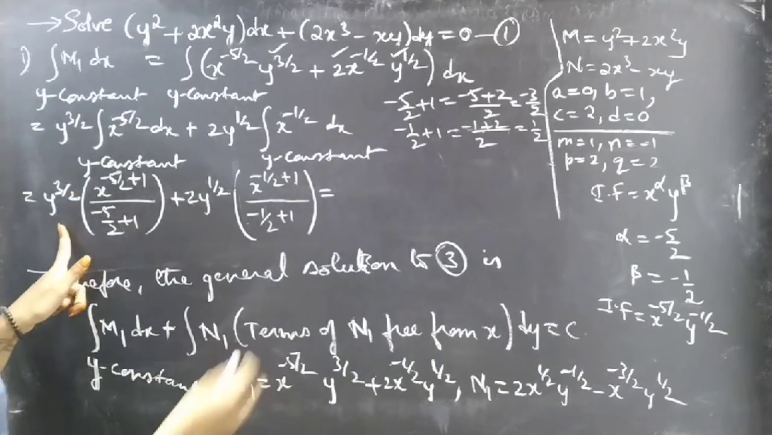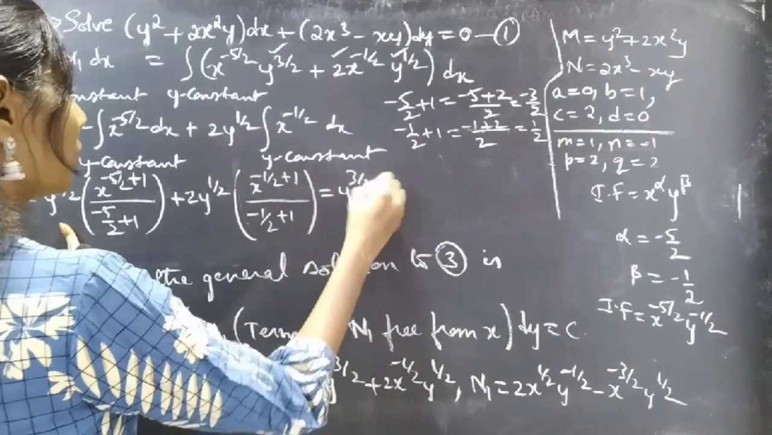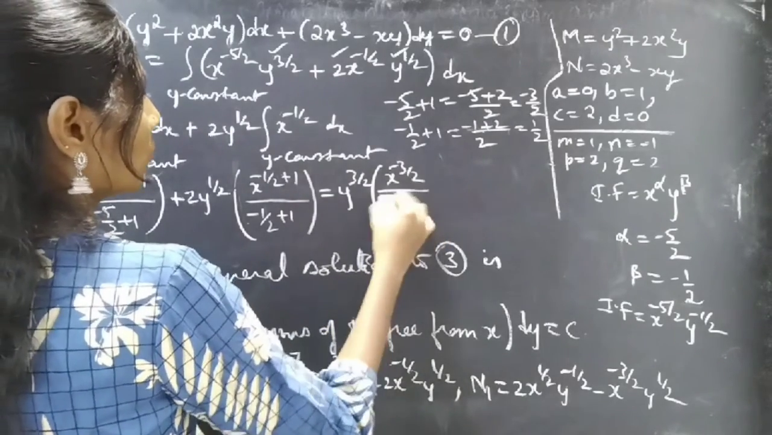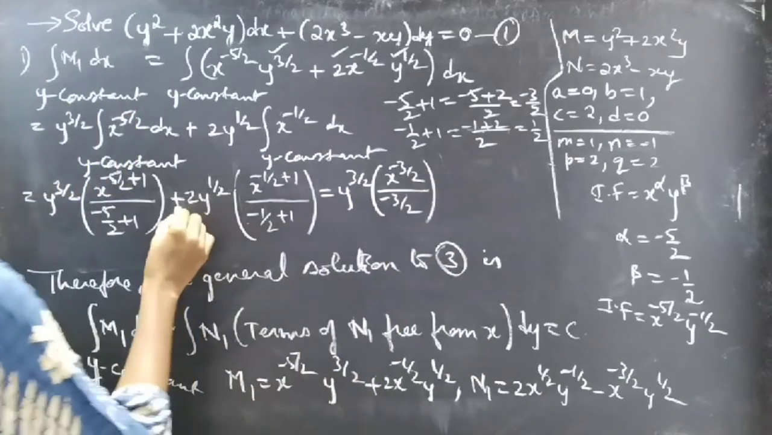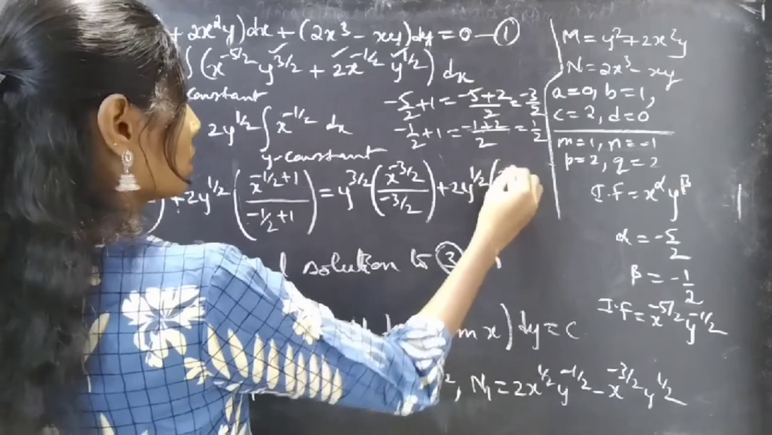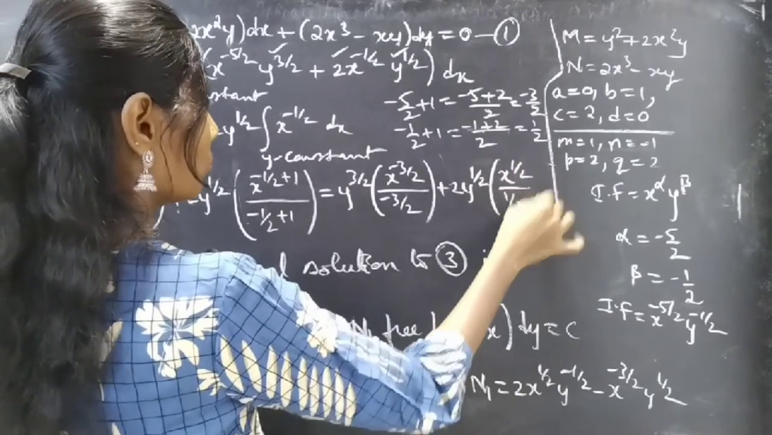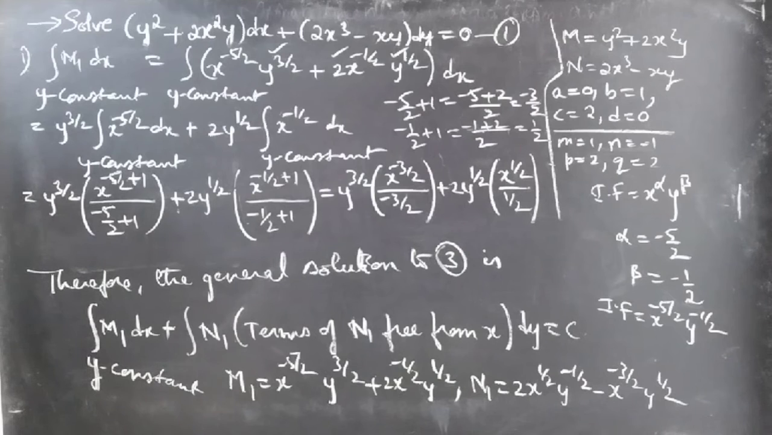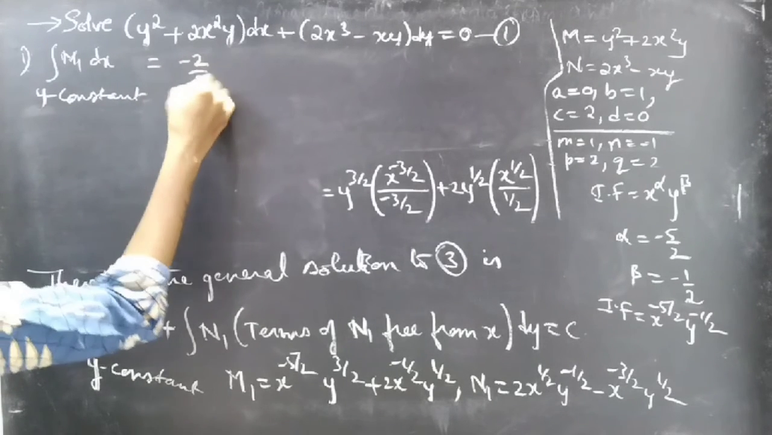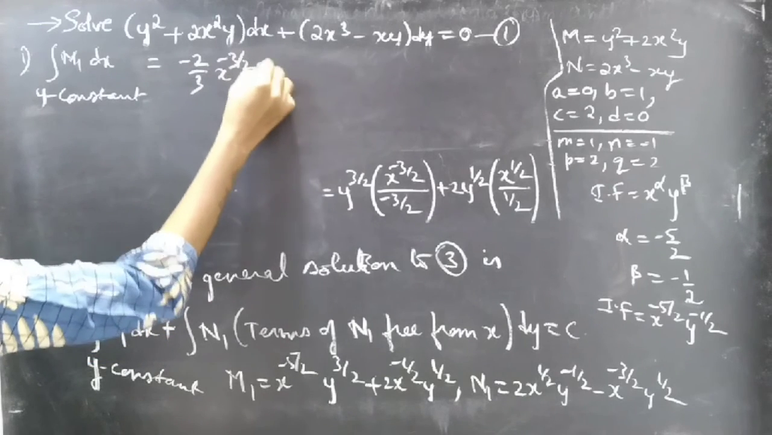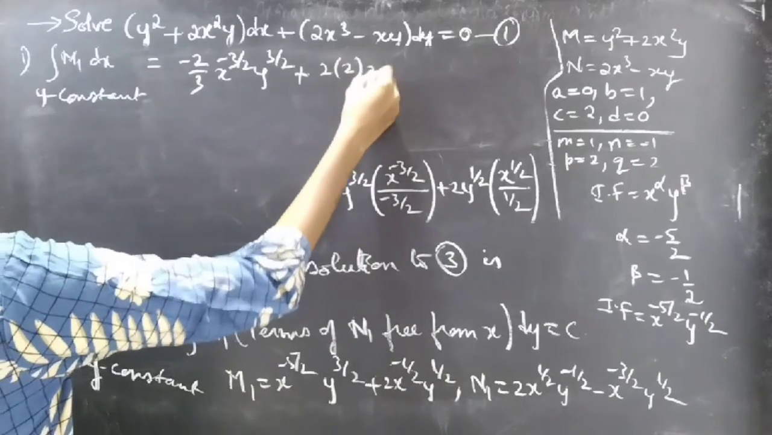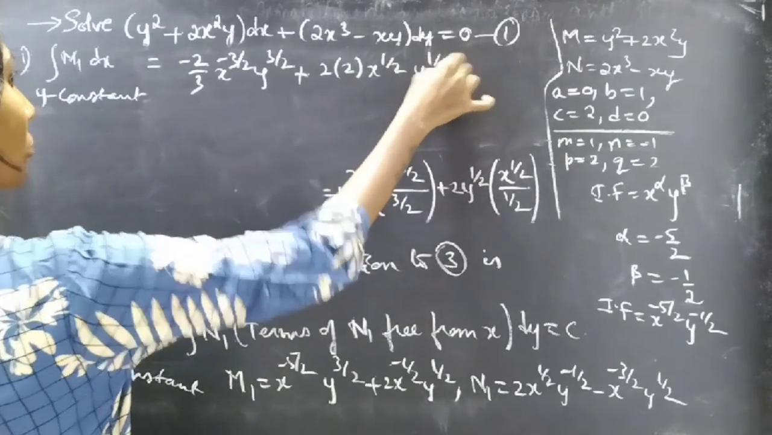Okay, so we'll get y power 3 by 2 into x power minus 3 by 2 by minus 3 by 2, plus 2 into y power 1 by 2 into x power half by 1 by 2. This gives us minus 2 by 3 x power minus 3 by 2 y power 3 by 2 plus 2 into 2 into x power 1 by 2 y power 1 by 2, right?